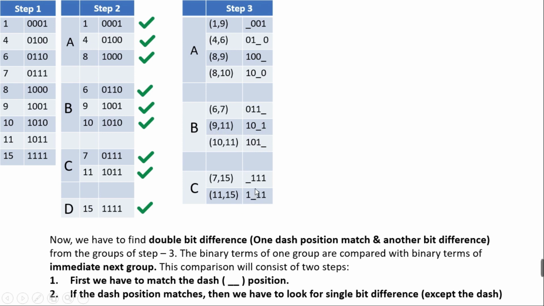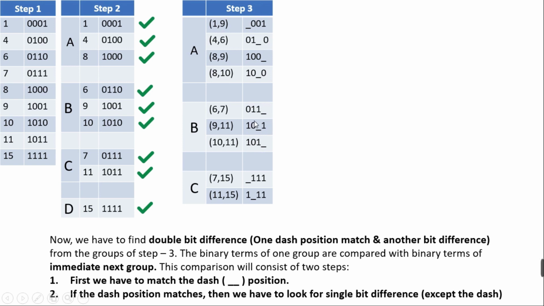Okay, so to compare that, we have to follow some conditions. We have to follow actually two conditions. So first we have to match the dash positions. All right, first we have to match the dash positions. That means when we are comparing the first pair over here, so 1 9, we're going to compare this binary number with the binary numbers existing in group B. So to do that, at first we're going to compare the dash position.